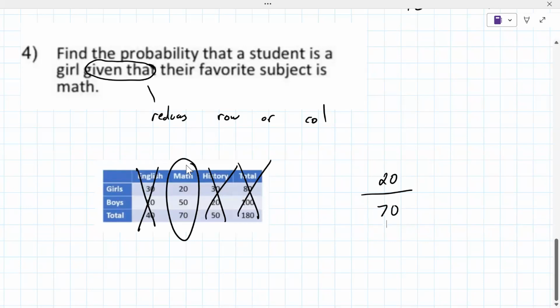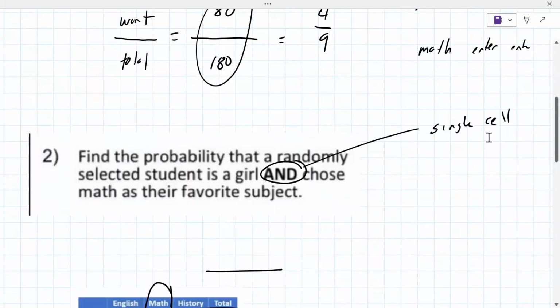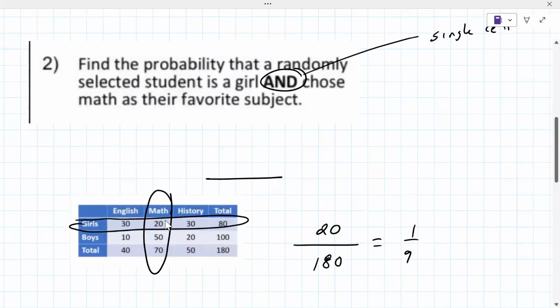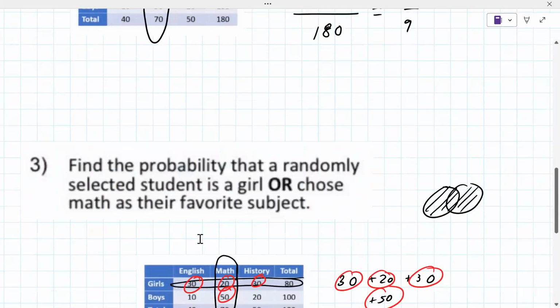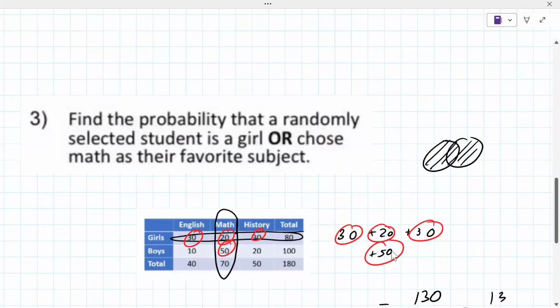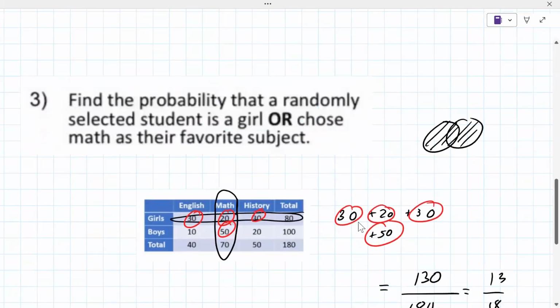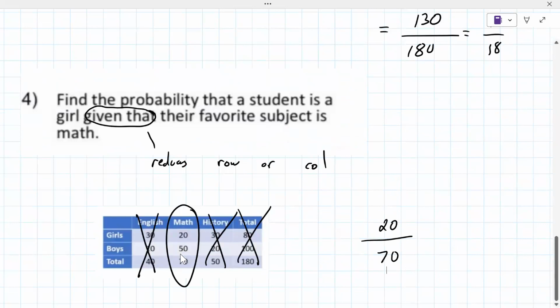And in problem two, if we go back to problem two, the "and" means it's a single cell. It's wherever the overlap is. "Or" means it's going to be like a collection of cells that you're adding together in the table. "Given" means you're reducing it to a column or a row. And we're going to do more problems that are just like this, so we'll get plenty going.